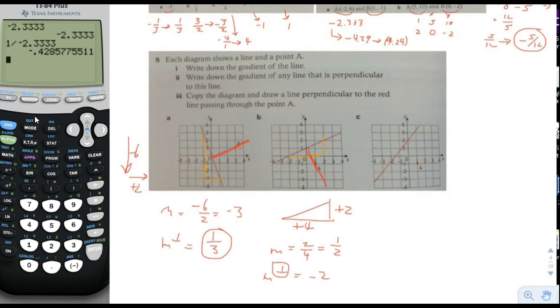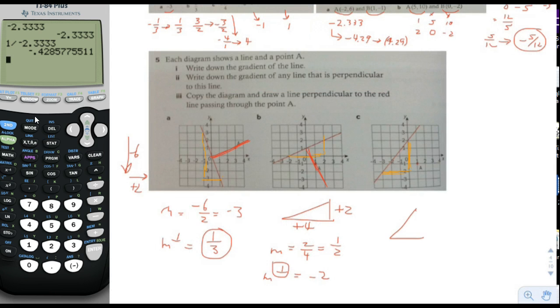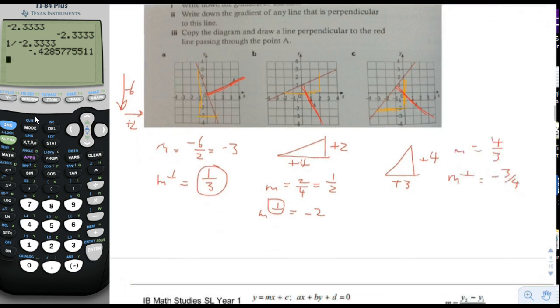All right. Finally, for this one, last one, let's see. There's a whole number there. There's a whole number there. Okay. So for this one, we got plus 3 and plus 4, right? So the slope would be 4 divided by 3. The perpendicular to that would be negative 3/4. And then a perpendicular to the red line going through point A would be like that. Okay? And that's it. We're done.